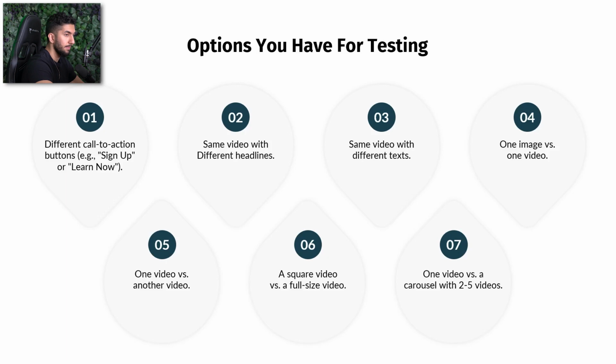So basically all that. So the number 5 is one video versus other video, which I always do test, but I'm going to show you my ad accounts, 3 of my ad accounts actually, how I do this live, but more on that later. And number 6 will be a square video versus full size video. So with full size I mean 4:5 guys, square video is 1:1.